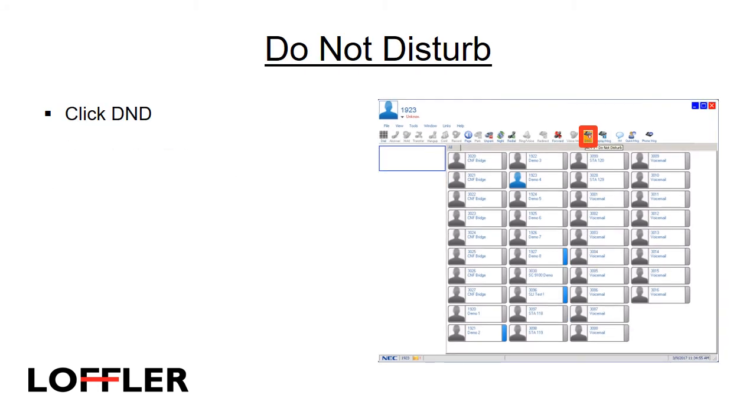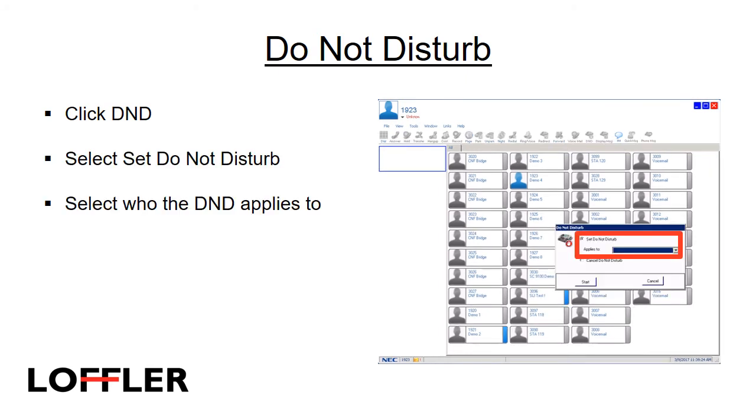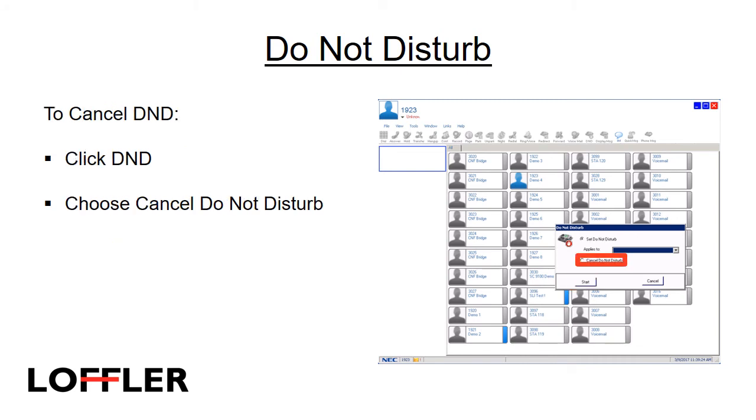To put your phone in Do Not Disturb, click the Do Not Disturb icon. Select Set Do Not Disturb and choose who the Do Not Disturb applies to. Then click Set. To take yourself out of the Do Not Disturb mode, select the Do Not Disturb icon and click Cancel Do Not Disturb.